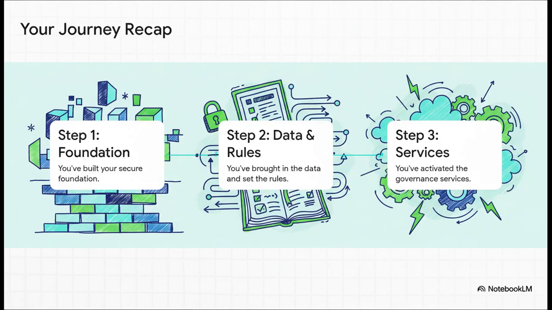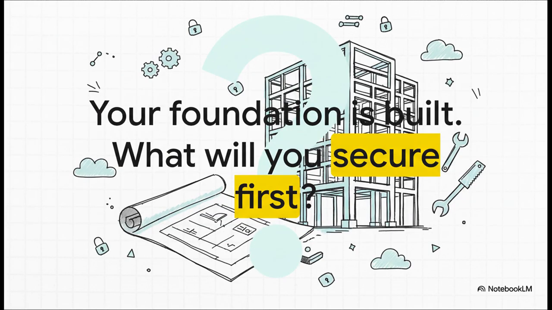So let's do a super quick recap of our builder's journey. We laid a secure foundation, we brought in all the data and set up the rules of the house, and then we turned on all the intelligent services that make the whole thing work. You officially have the blueprint. The foundation is rock solid, the framework is up, and all the tools are in your hands. So really, the only question left to ask is, what are you going to secure first?